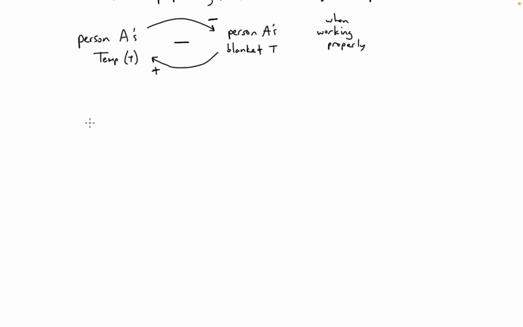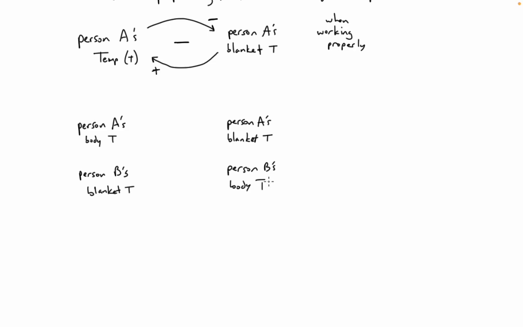Okay, so the situation that I described was where the wires were crossed. We had person A's temperature. So I'm going to refer to body temperature. And we have person A's blanket temperature. And we have another person. We have person B's blanket temperature here. I thought it would work either way. And then we have person B's body temperature.